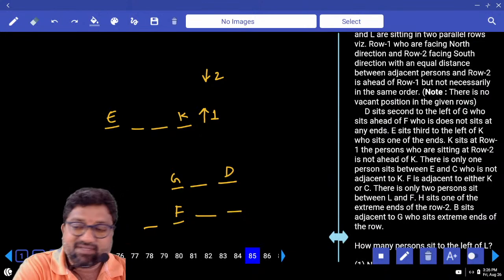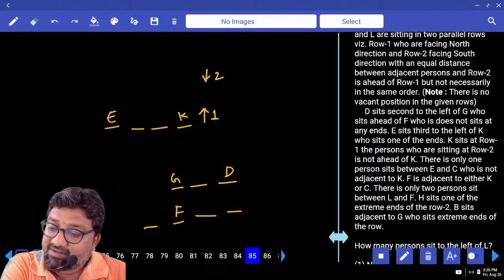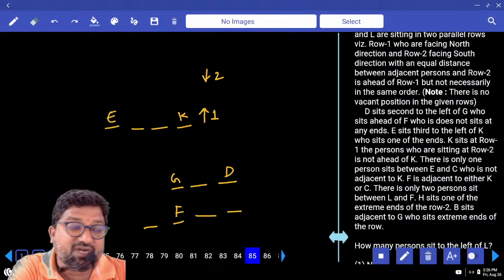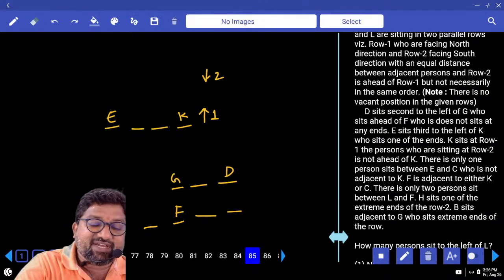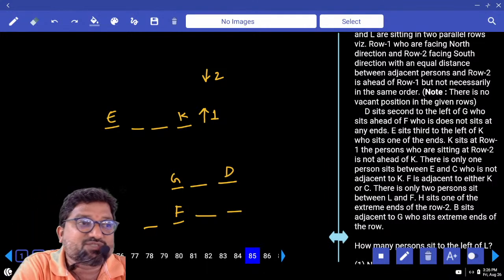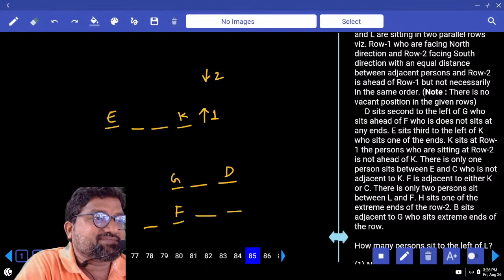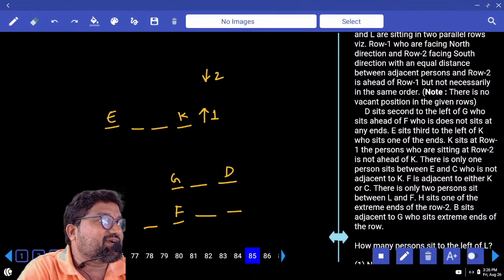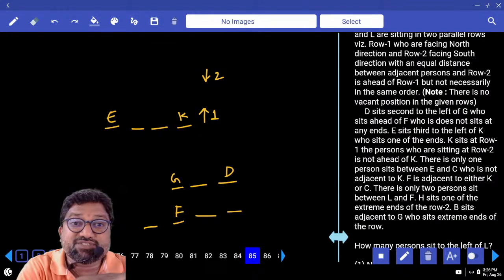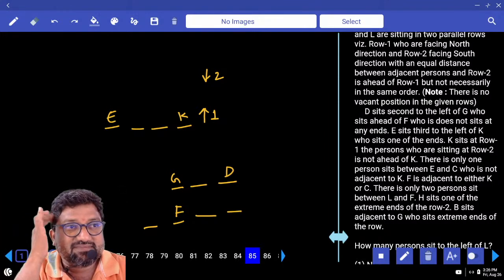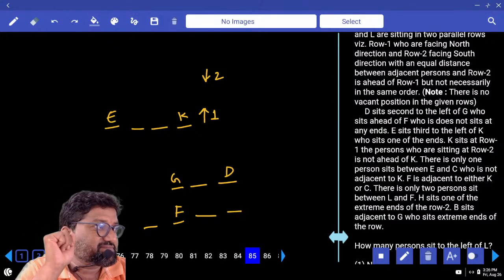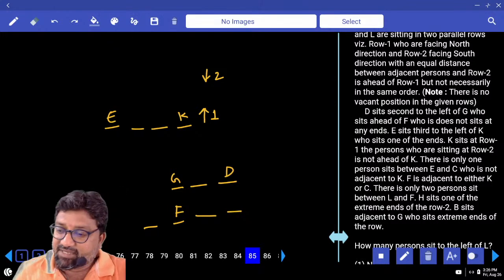Is it clear to everyone? What else is he saying? K sits in row 1. The persons who are sitting at row 2 are not ahead of K. Not ahead of K means there is no one sitting before K. There is no one sitting ahead of K. When there is no one sitting ahead of K, obviously can both the rows have the same number of seats? No. This is the thought that you should get in your mind first. This is important. Read what is next.